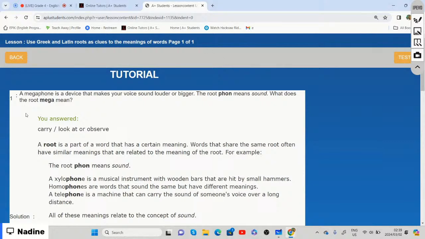So we say a megaphone is a device that makes your voice sound louder or bigger. And the root phone, which is PHON, once again, means sound. Remember we said the word phone means sound. And now we need to say, what does the root mega mean?